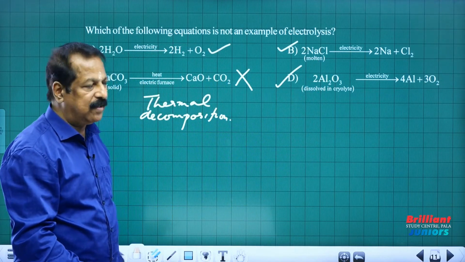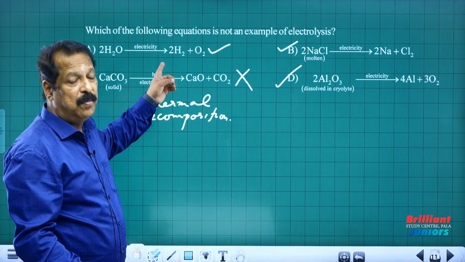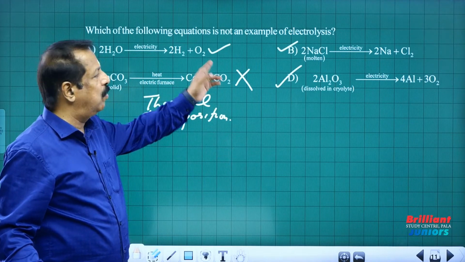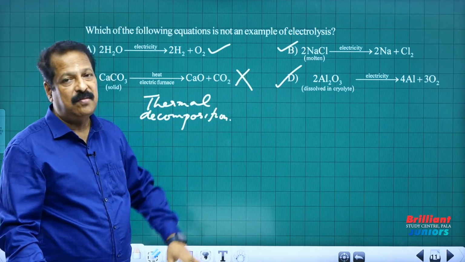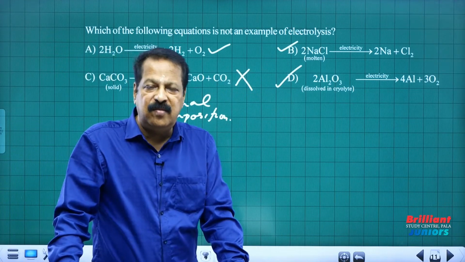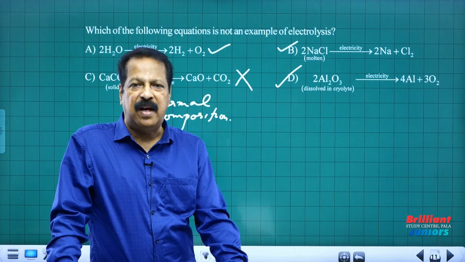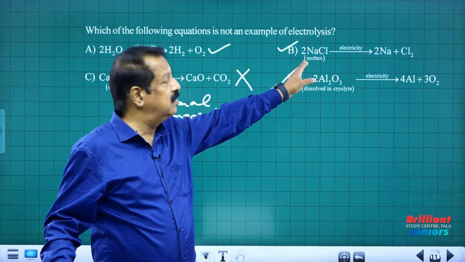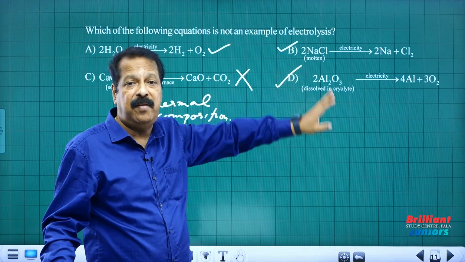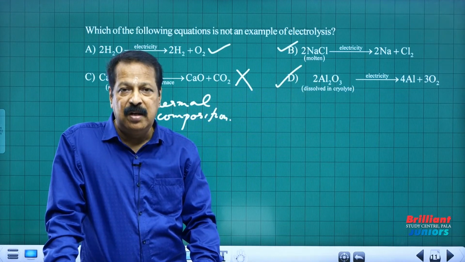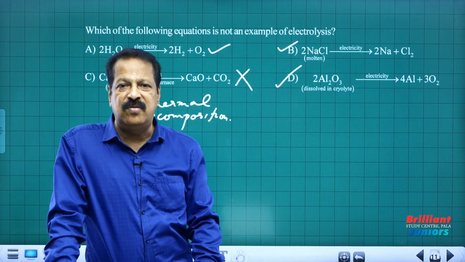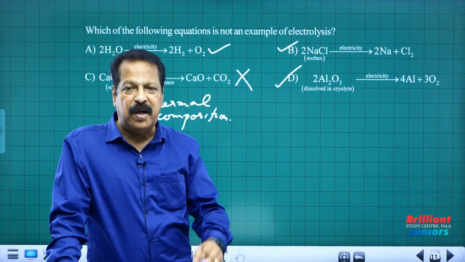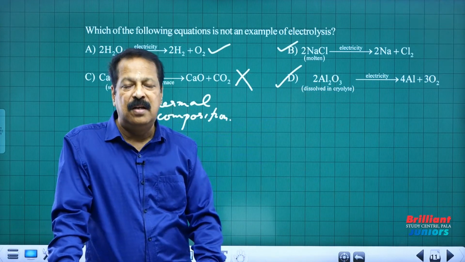So the first one is an example of electrolysis, because when you pass current through water, hydrogen gas will liberate at the cathode and oxygen at the anode. Like that, when you pass current through molten NaCl, the product will be sodium at cathode and chlorine at anode. This method was developed by Humphrey Davy, extraction of sodium, and that cell has a name, Downs cell.